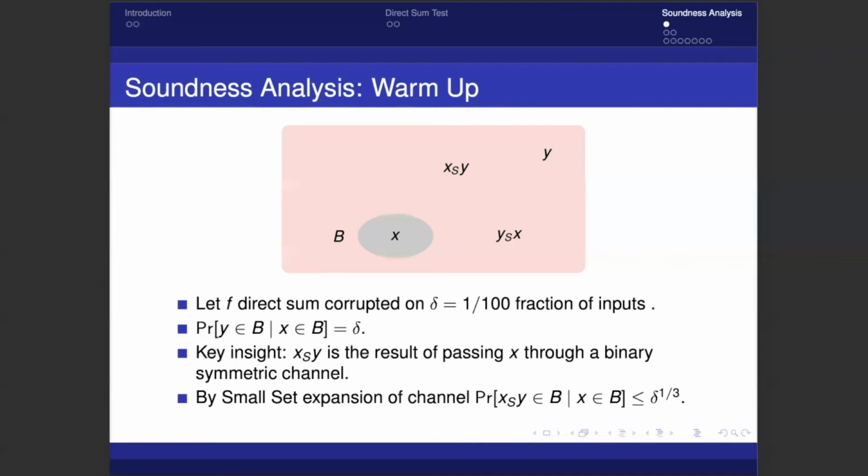Now, putting everything together, note that this bound also holds for ysx because of symmetry. So we get that the rejection probability of f, the probability that the test rejects f, is at least delta, which is the probability that x lands in B, minus delta squared, which is the probability that both x and y land in B, minus 2 times delta to the 4/3. So this sounds great, but unfortunately, if delta is large, the right-hand side of this inequality is going to be negative. So it doesn't really tell us anything about the rejection probability.